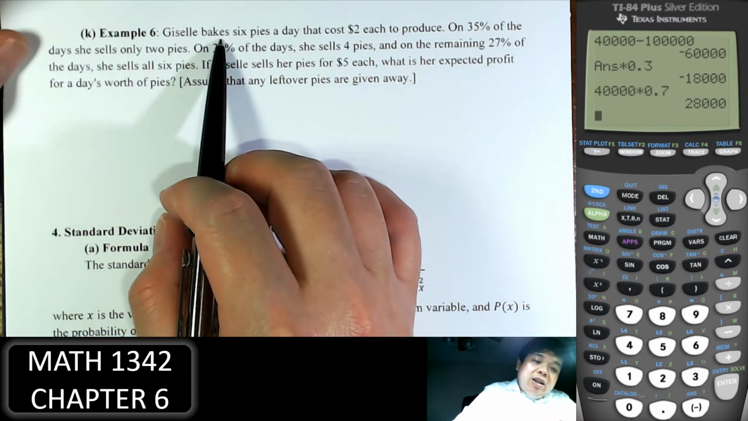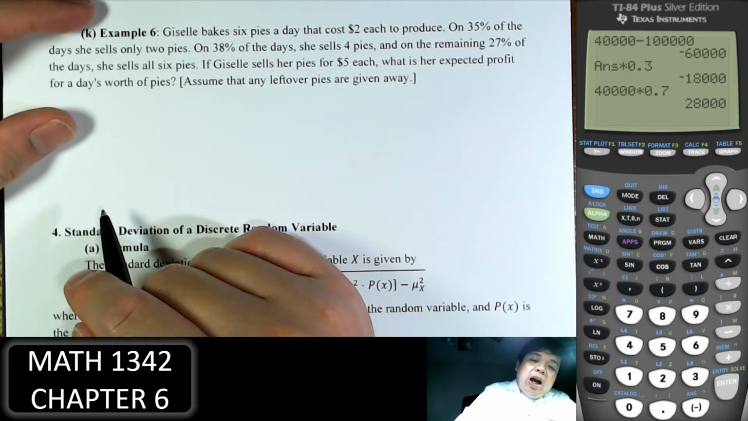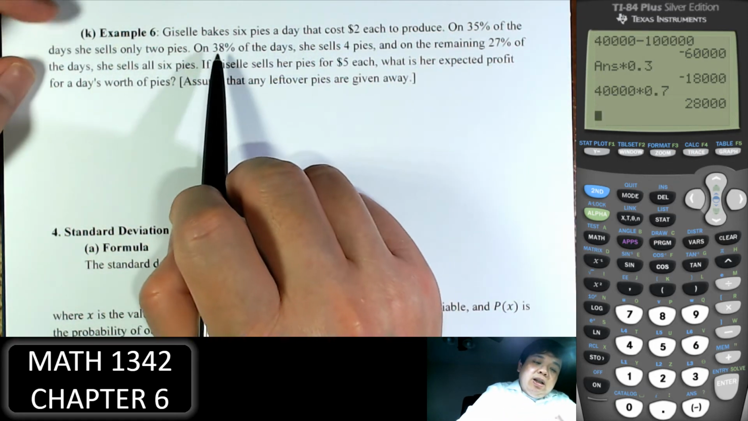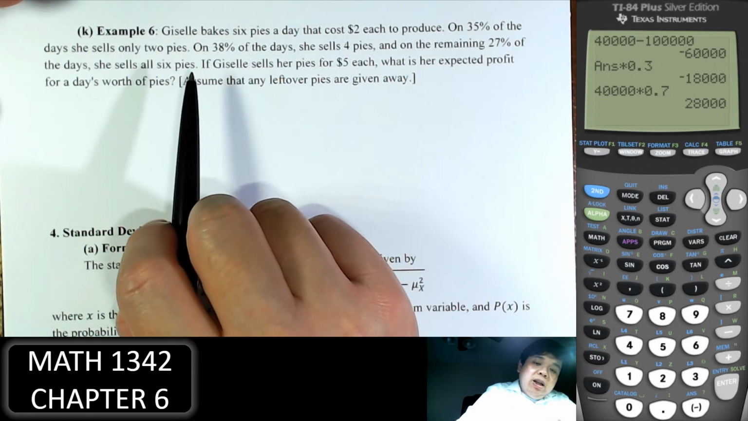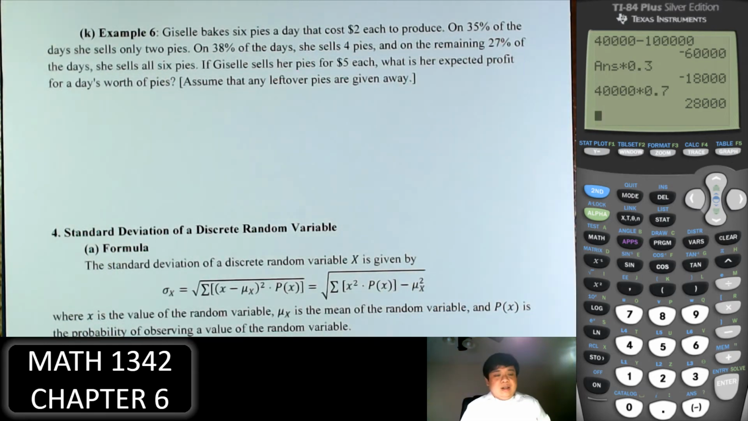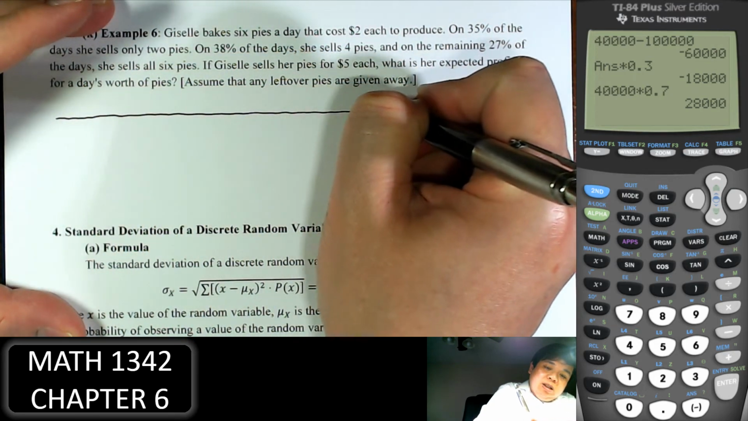She bakes 6 pies a day that cost $2 each to sell at this farm. On 35% of the days, she sells only 2 pies. On 38% of the days, she sells 4 pies. And on the remaining 27% of the days, she sells all 6. So once again, the first thing is the outcomes.